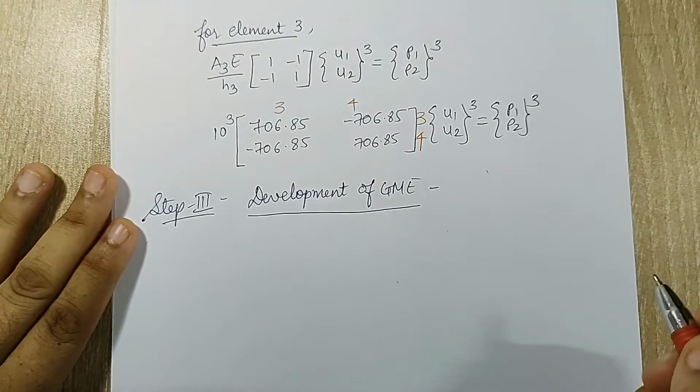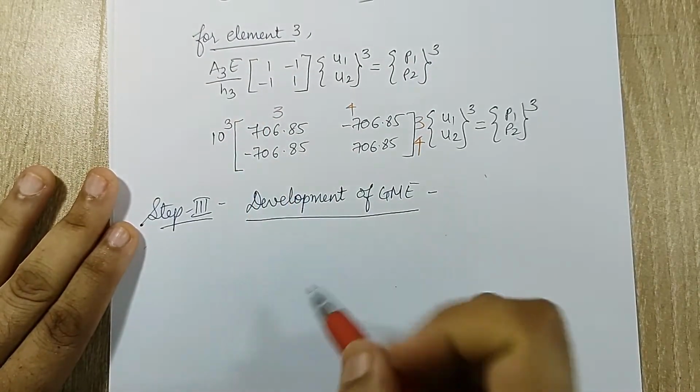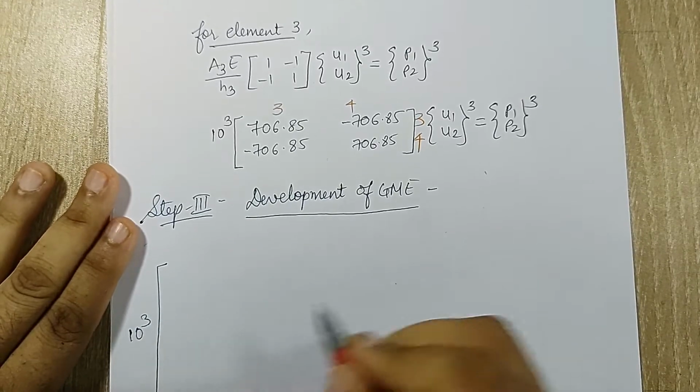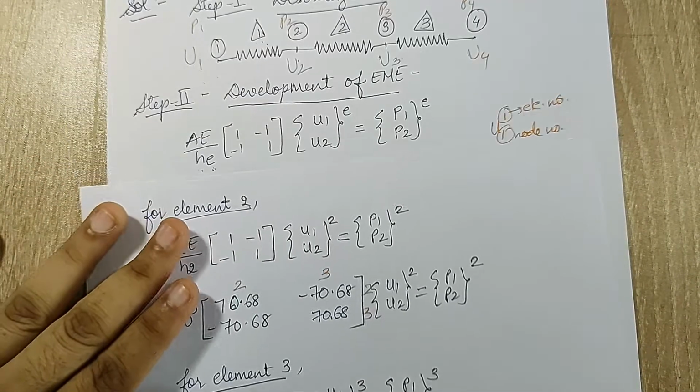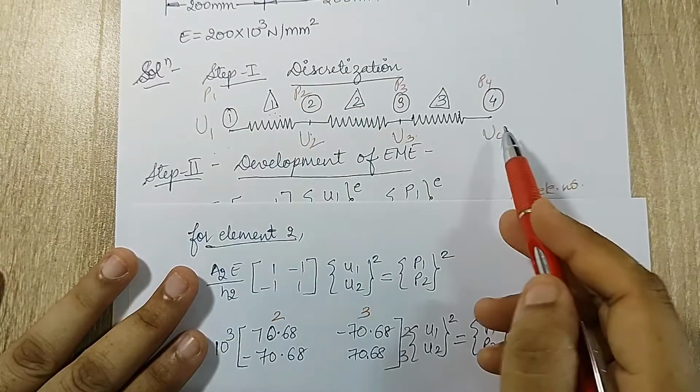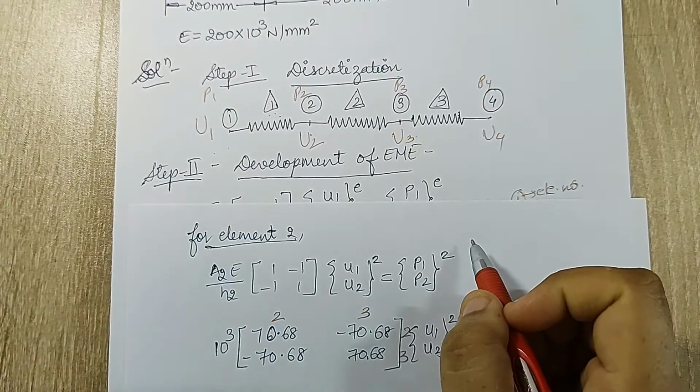Now, if you have observed, for all the 3 elements, I had a 10 raised to 3 common. So on the left hand side, I have a 10 raised to 3 common. Now, how am I supposed to form the GME? For that, I am going to observe this diagram. If you look carefully, I have 4 nodes. So my matrix is going to be a 4 by 4 matrix.